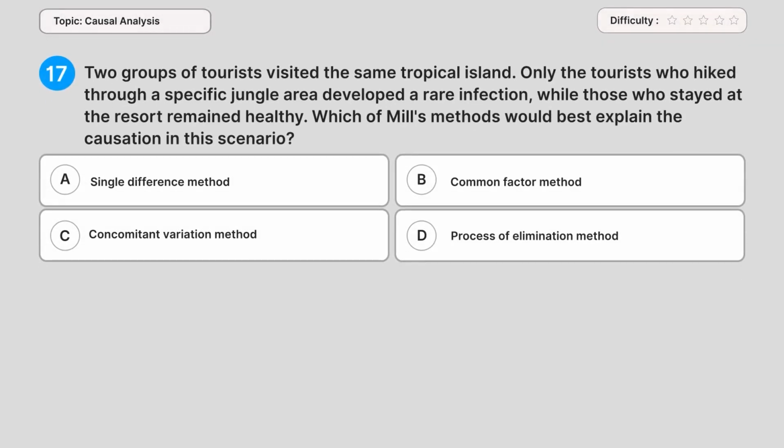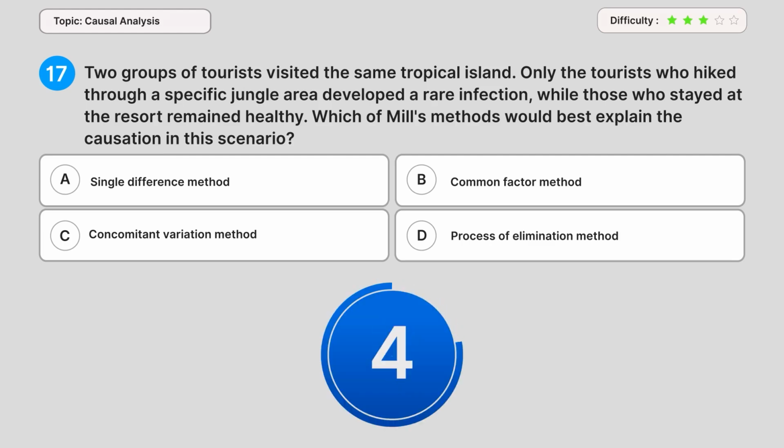17. Two groups of tourists visited the same tropical island. Only the tourists who hiked through a specific jungle area developed a rare infection, while those who stayed at the resort remained healthy. Which of Mill's methods would best explain the causation in this scenario? A. Single difference method. B. Common factor method. C. Concomitant variation method. D. Process of elimination method.